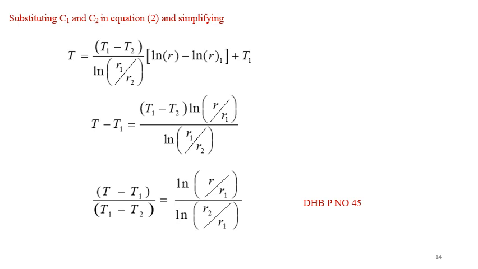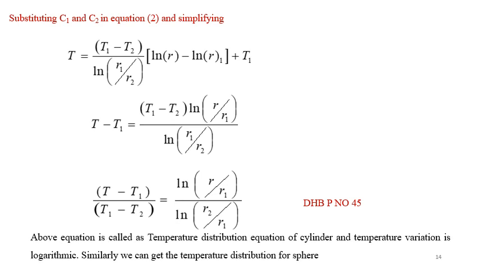Similarly, we can get it for a sphere. By this equation we can say that the temperature distribution or variation is not linear, it is a logarithmic distribution. The variation is logarithmic.